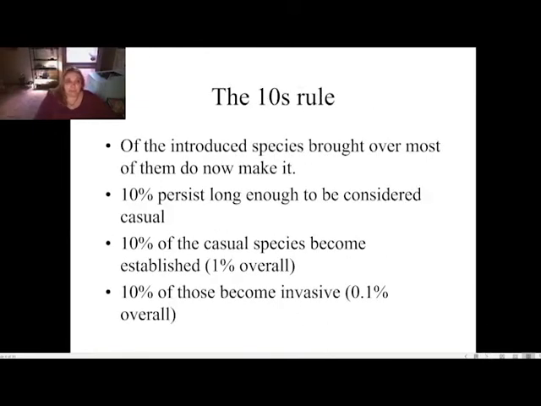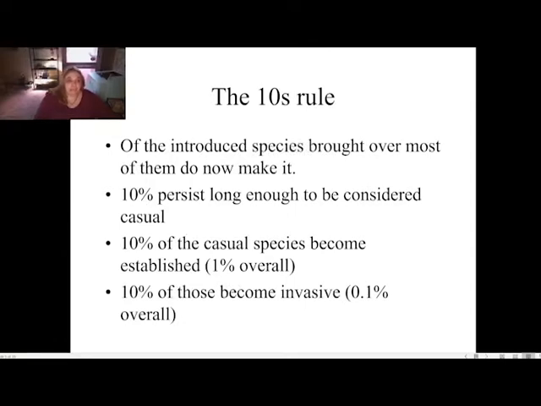Ecologists have proposed a tens rule for how many species will become invasive. Of all of the introduced species that are brought here, most of them don't survive. Only about 10% of them persist long enough to be considered casual. Then of that 10%, only 10% of the casual species become established. So that's only 1% of the overall species. And then from that, about 10% will become invasive. So again, that's 0.1% of our introduced species. It's really not that many when you look at the numbers, but their impact is huge.